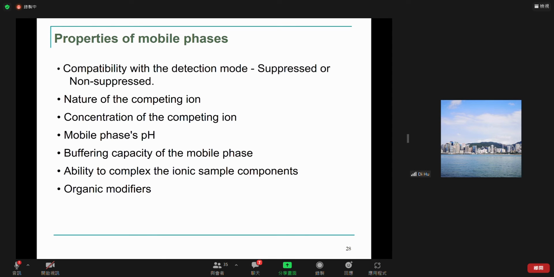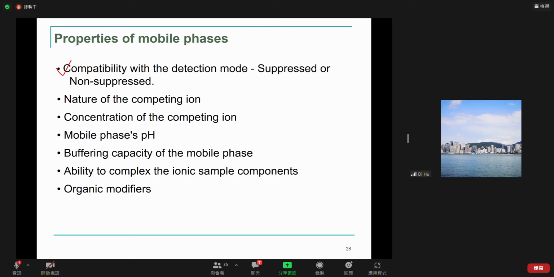When we talk about properties, there are different ones we can think about. The first one is the compatibility with detection mode. So should we use suppressed mode or non-suppressed mode? This is actually the most important one, the key one, okay? It depends on whether you are in suppressed IC or non-suppressed IC. Most of the time nowadays, the IC we use is suppressed IC, okay? Also the nature of the competing ion plays a role, and the concentration of the competing ion, that's ionic strength, and mobile phase pH, already mentioned that.